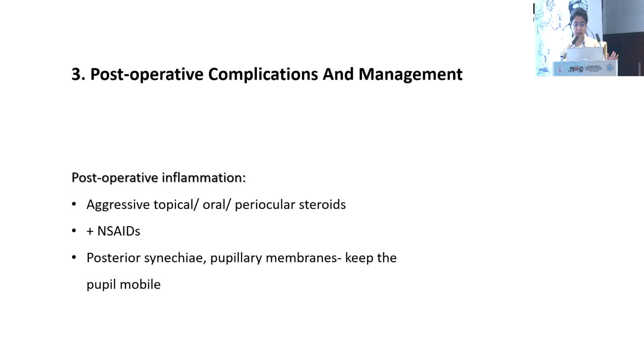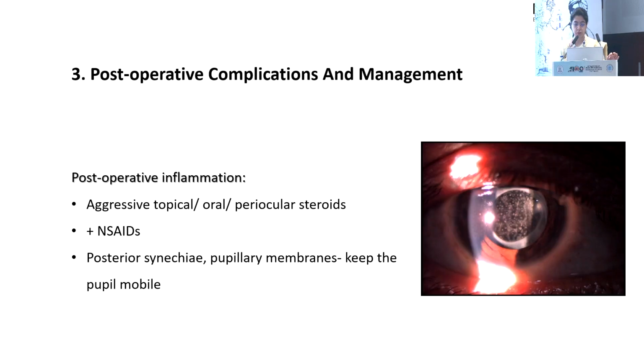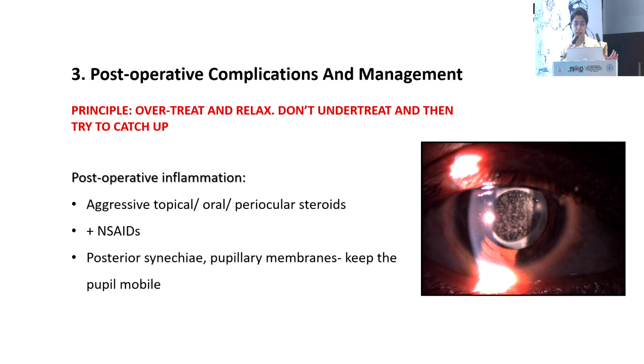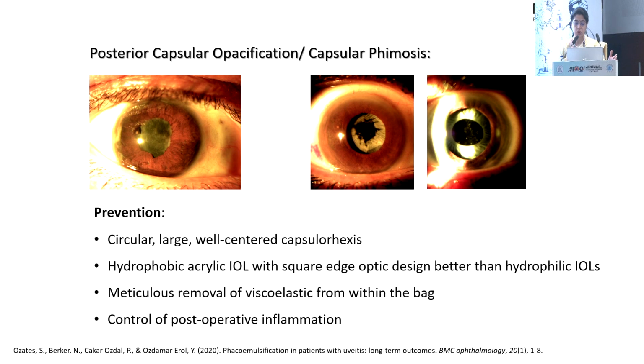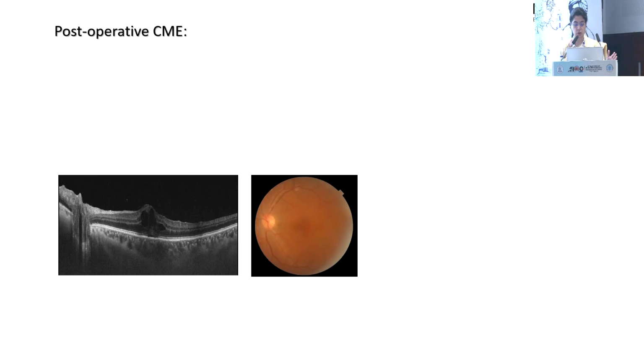Post-op complications and management. Post-op inflammation can be avoided by aggressive topical, oral, and periocular steroids. NSAIDs should be added. Posterior synechiae can be prevented by using homatropine and keeping the pupil mobile. So the principle is to overtreat and relax, and don't undertreat uveitis and then try to catch up post-operatively. PCO and capsular phimosis are also common. A large circular capsulorhexis can prevent it. Hydrophobic acrylic IOL with square edge design is better than hydrophilic. Meticulous removal of viscoelastic and good control of post-op inflammation are also needed.